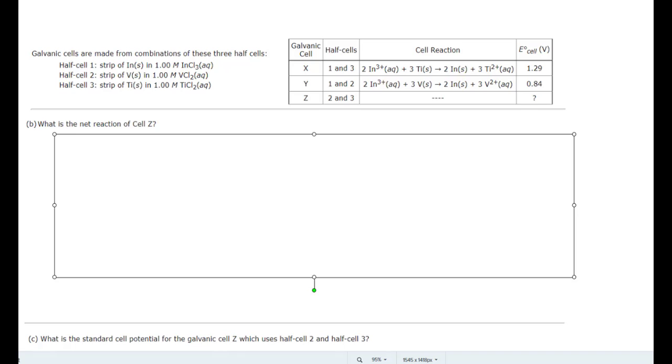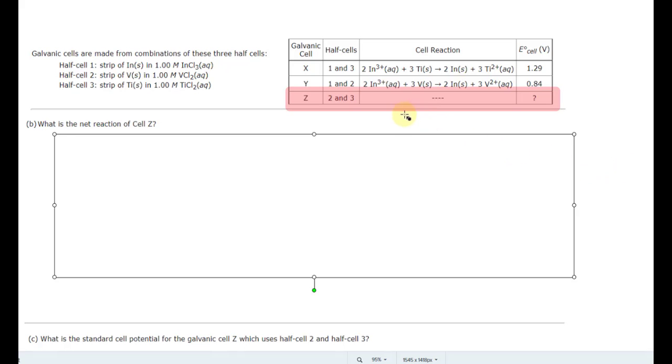This is part 2 of an oxidation reduction question. Go back to part 1 to find out how to solve A, and also some really interesting information about indium, vanadium, and titanium. Second part of the problem. What is the net reaction in cell Z?